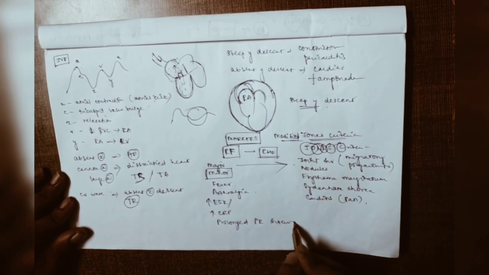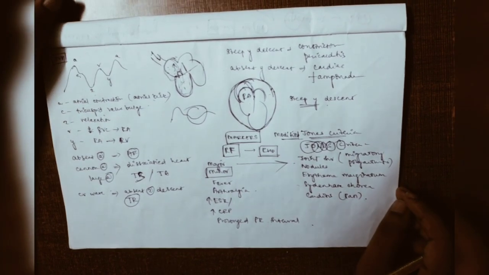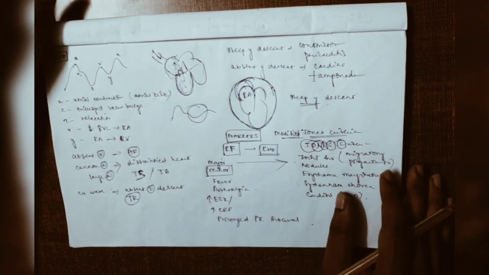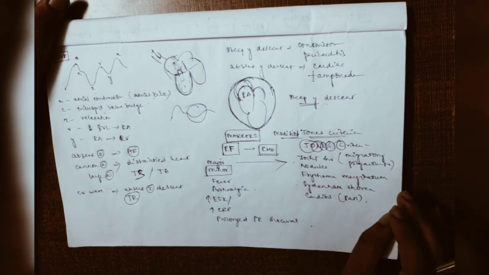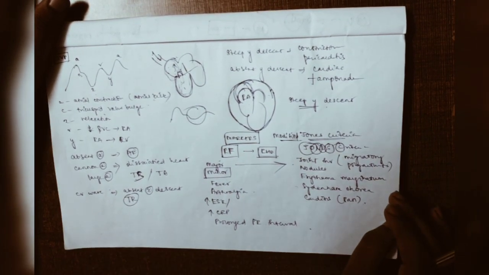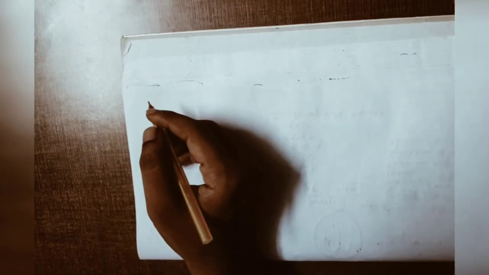So we have 5 minor criteria. So this is the Jones criteria with which we diagnose patients, and now Jones criteria have been changed to modified Jones criteria. The modified Jones criteria is actually not that difficult to memorize. If you memorize Jones criteria, it is easy to memorize modified Jones criteria.